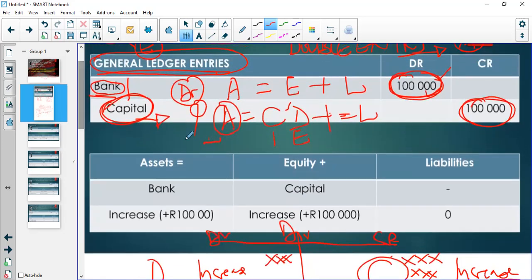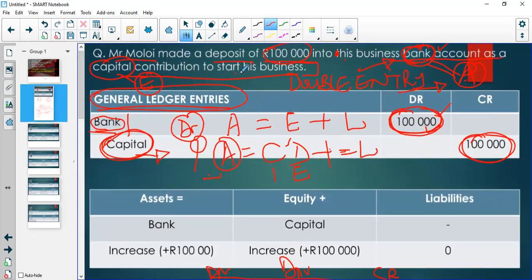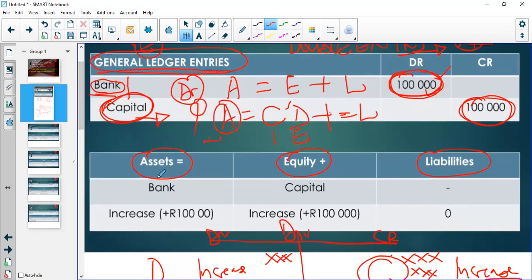Now, if you look at this, we want to look at the effect of this transaction on the basic accounting equation. How has this transaction affected assets? How has equity been affected? And have liabilities been affected as well? As a result of this transaction, do we owe people other than the owner? No, we don't. So the bank is an asset. It has increased by 100,000. So assets have increased by 100,000 as a result of the bank account, because the bank account falls under assets. So the total assets is swelled up by 100,000.